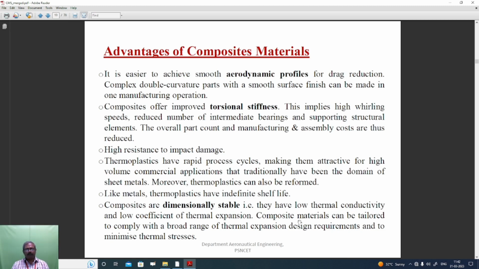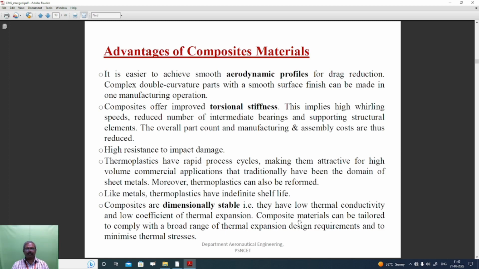So composites offer improved torsional stiffness. This implies higher driving speed, and a reduced number of intermediate bearings and supporting structural elements. The overall part count and manufacturing and assembly cost are thus reduced in composite materials. Composite materials have high resistance to impact damage.